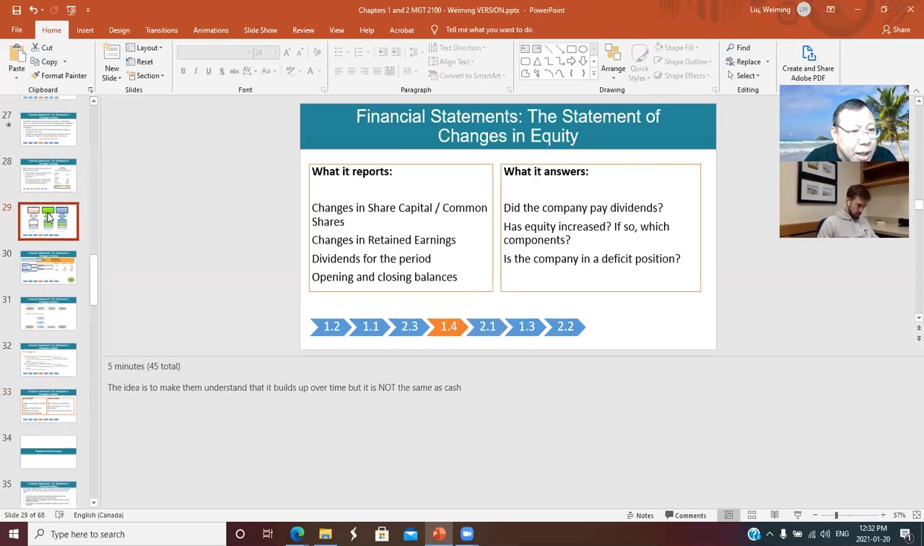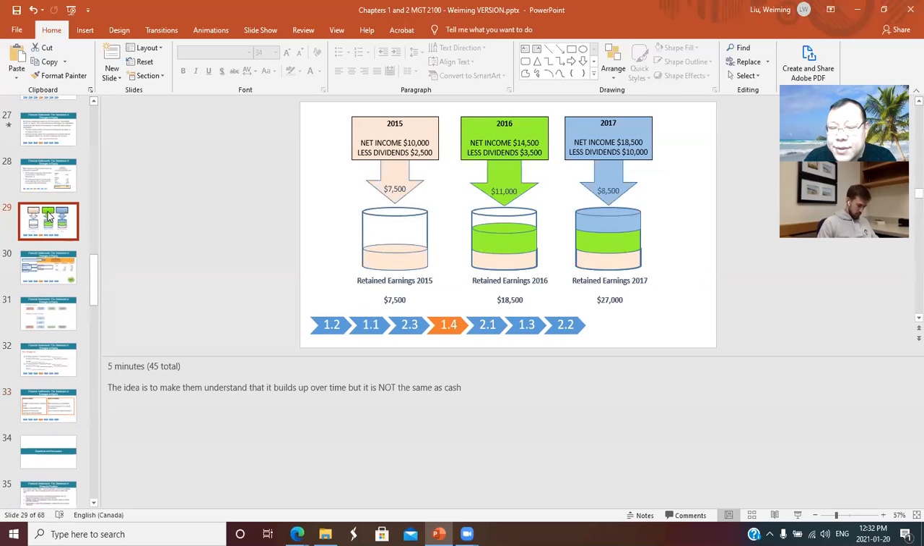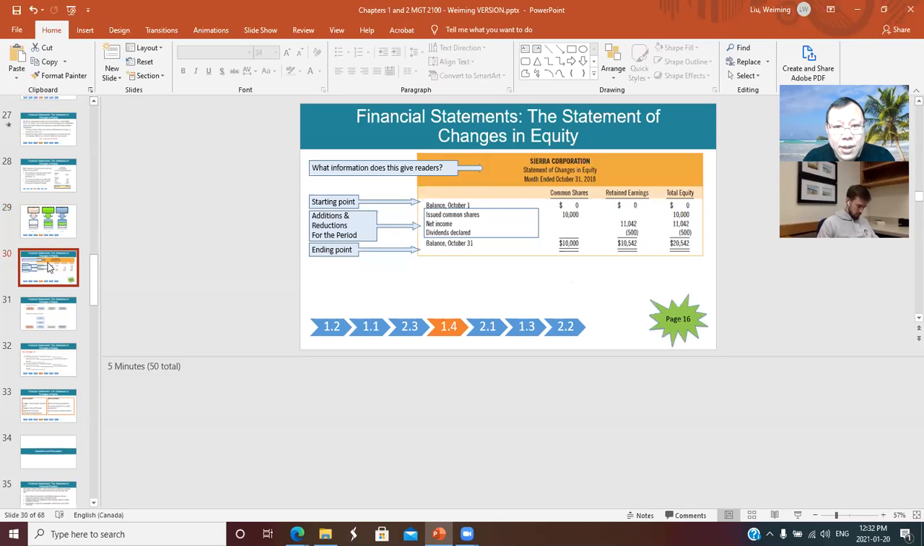So we learned about retained earnings. What is retained earnings? That's the earnings that are retained in the company, right? After the owners take some money out, which is called a dividend, whatever is left, that's called the retained earnings in the company. You learned about the format of the statement of changes in equity.